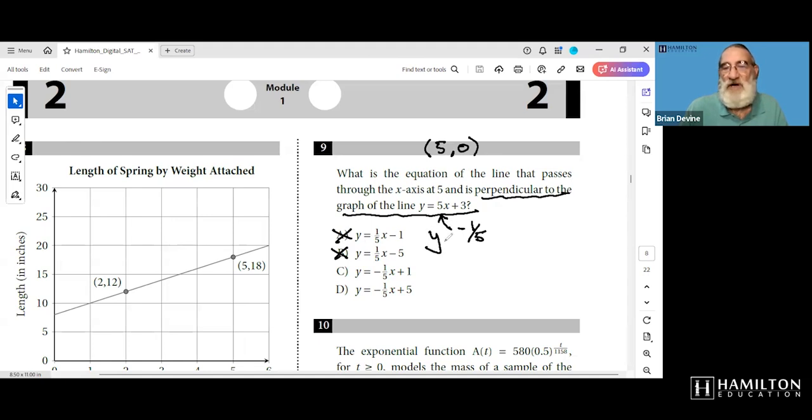And the line should be y equals -1/5 x minus 5 plus 0 when I stick the point and the slope into the point-slope form. And so I get -1/5 x plus 1, which is C.